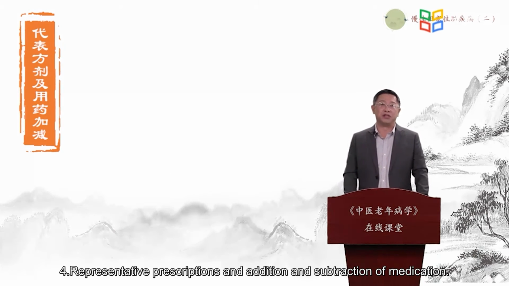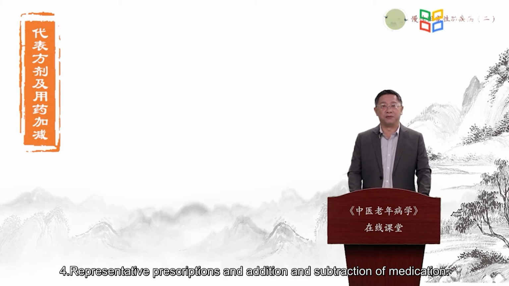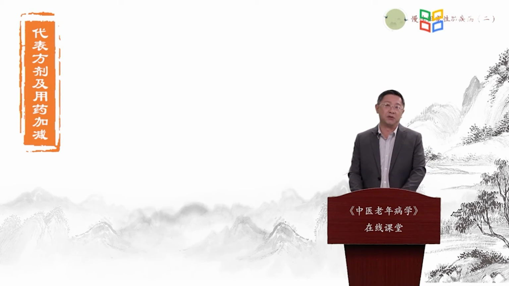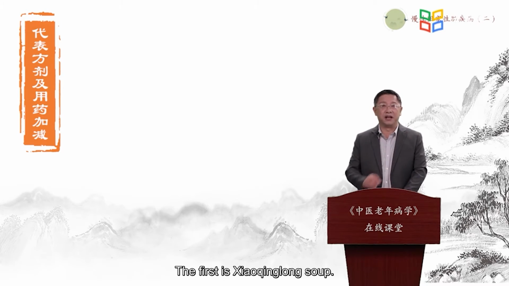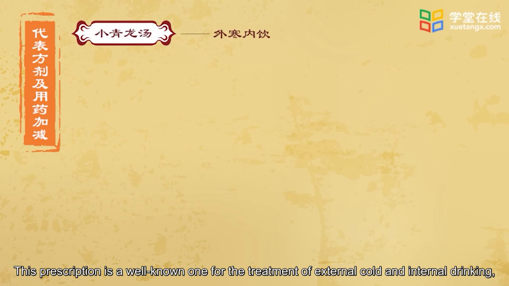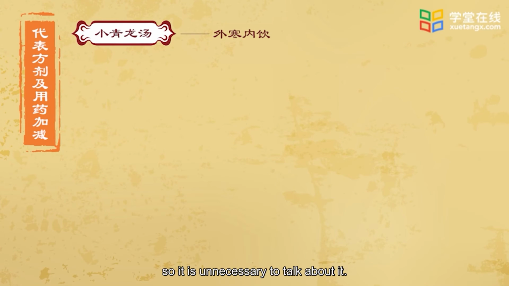Representative prescriptions and addition and subtraction of the medication. Master the key prescriptions. The first is 小青龙 decoction. This prescription is a well-known one for the treatment of external cold and internal drinking, so it is unnecessary to talk about it.